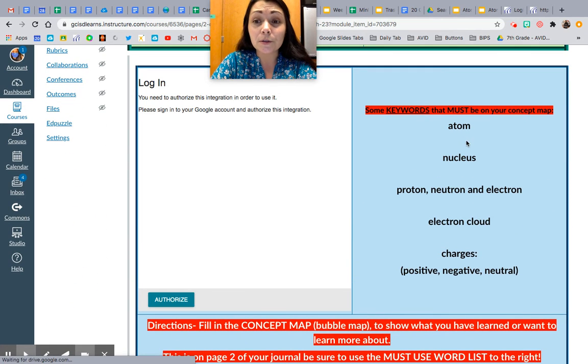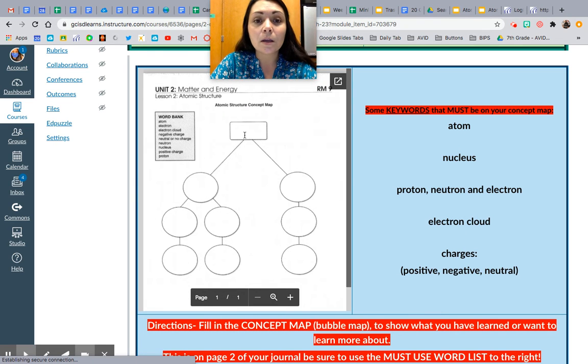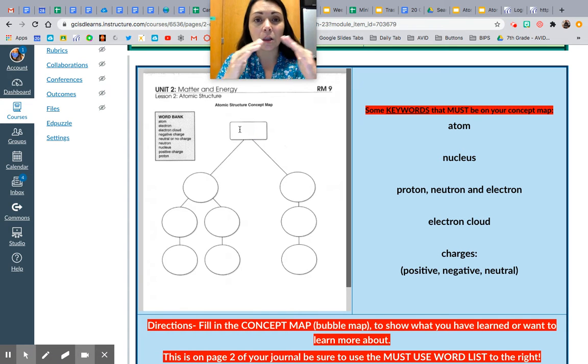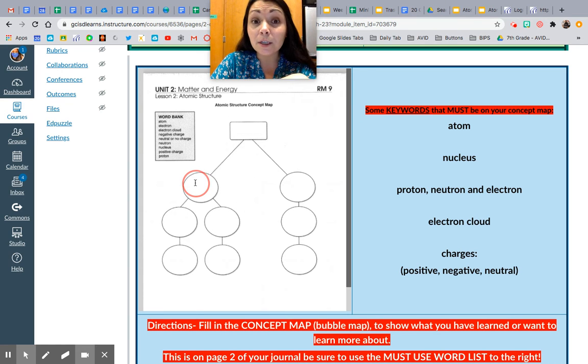Okay, so these are the words you need to use. Atom, nucleus, proton, neutron, electron clouds, and then positive, negative, and neutral. So right here, this should be atoms. And then you need to think, what is the location of these particles? Because that's what's going to differentiate between this left side and this right side. So right here is going to be nucleus because some of the particles are located in the nucleus of the atom.